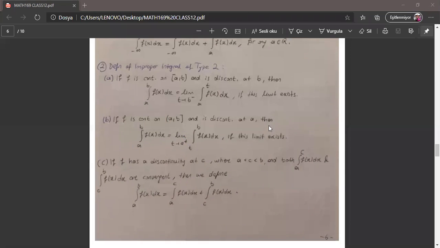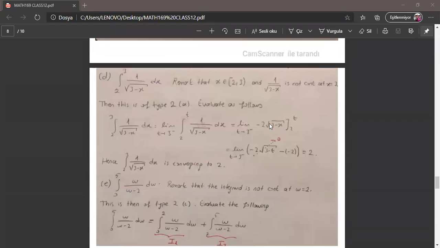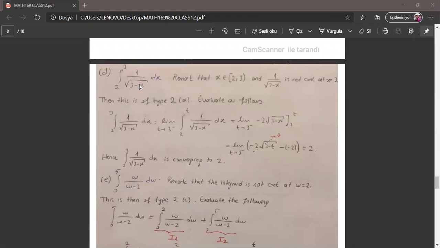So let's check that. The function is 1 over the square root of 3 minus x. It's obvious that it's not defined at 3 because the denominator will be 0, so it's not continuous at x equals 3. Okay, so let's evaluate this then.